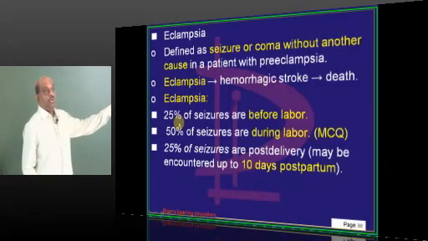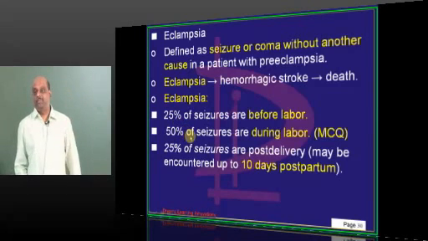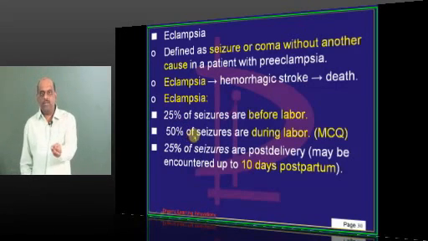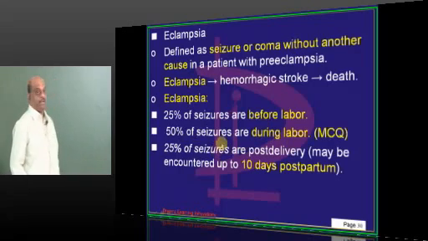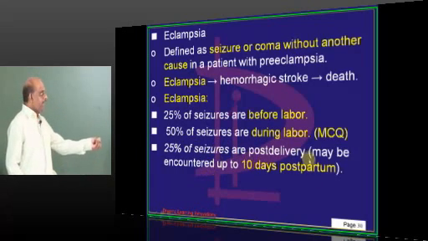So, when will eclampsia develop? Only one-fourth of them will develop before labor. Half of them will develop during labor.